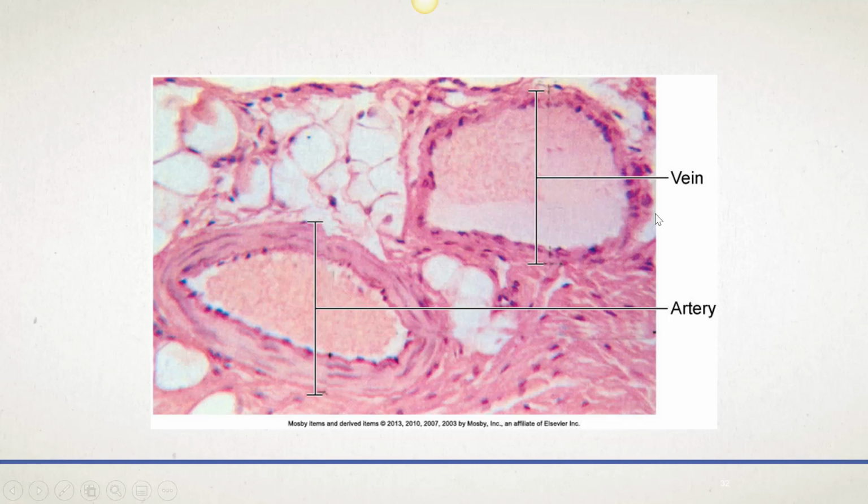Veins are pretty wide open. They have a thin layer of smooth muscle, and they're wide open because we don't want to have a lot of resistance when we're trying to get blood back to the heart.